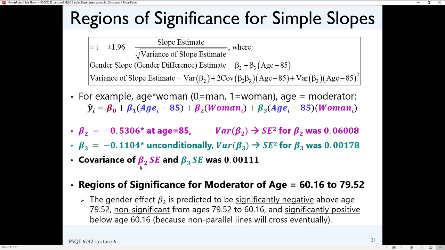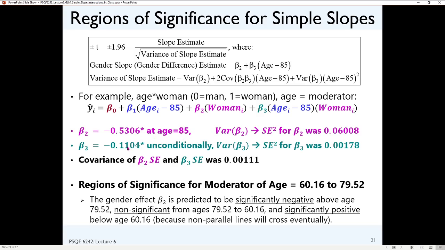Let's say that we found the asymptotic covariance matrix to get the covariance between these two slopes. And the results, once you plug it into the formula, came out to be 60.16 to 79.52. So what that means is the gender effect is predicted to be significantly negative anytime above age 79. So that makes sense in context of the results that we got where the gender effect was significant at 85. The interaction term is making it more negative as age increases.